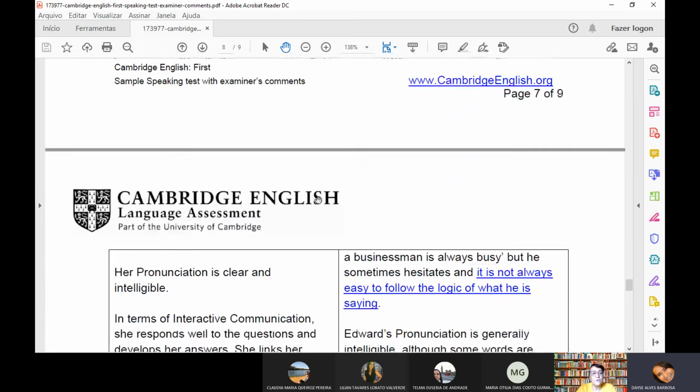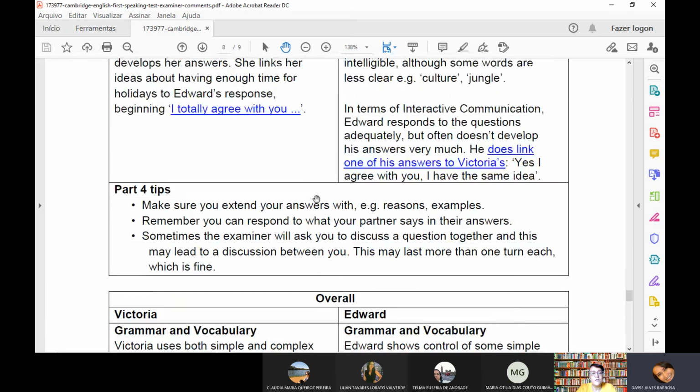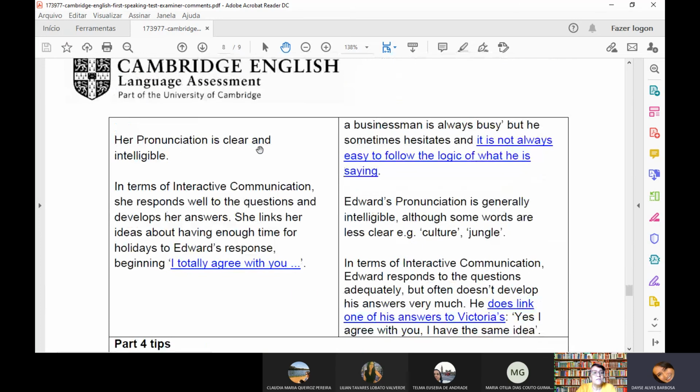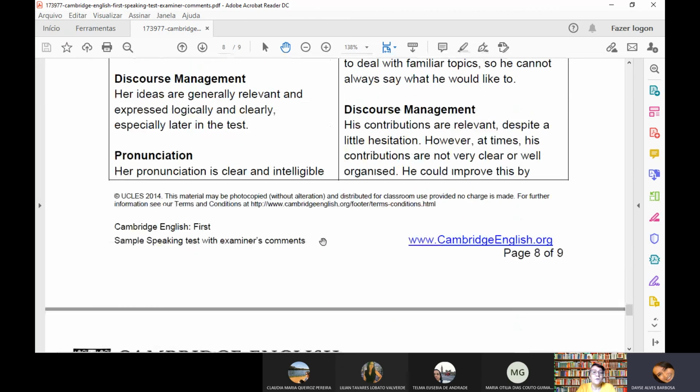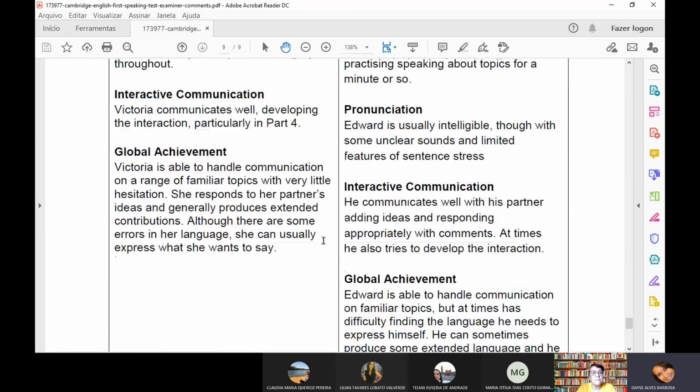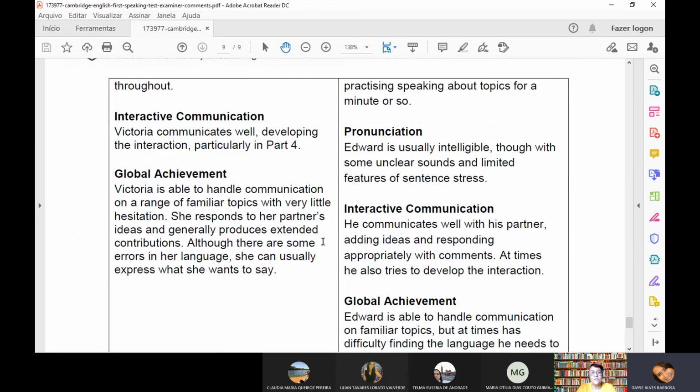Okay, they say if it was good, if it was bad, pronunciation. Here, her pronunciation is clear and intelligible. You see, she was from Germany, he was from Peru, and we could clearly notice their accents. But when accents do not interfere with communication, accent does not penalize, right?